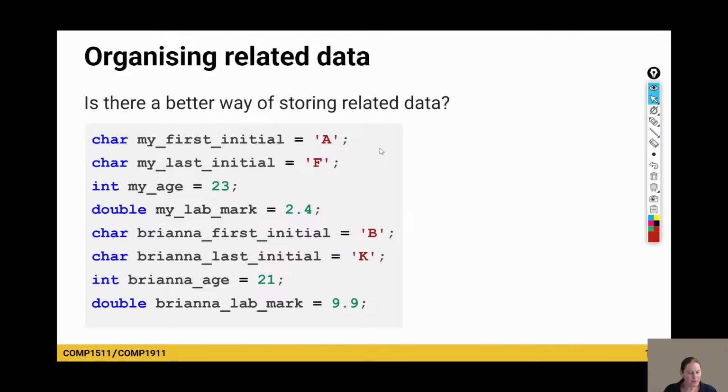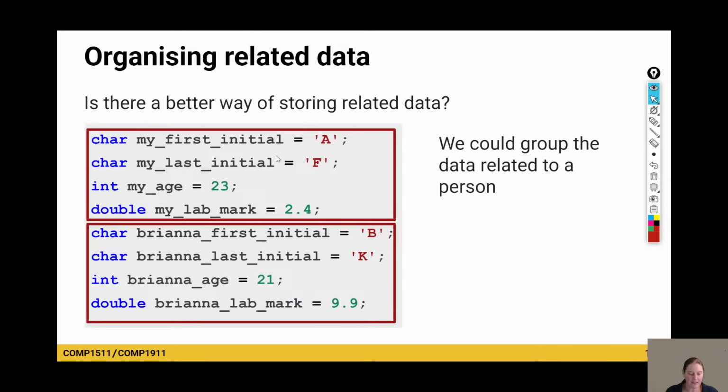Now imagine I want to store all this data. This is a lot of variables. It's hard to read and it just looks like a lot of clutter. If we look a bit closer, some of these variables are related. All of these variables are storing information about one particular person. All of these variables are storing information about another particular person.